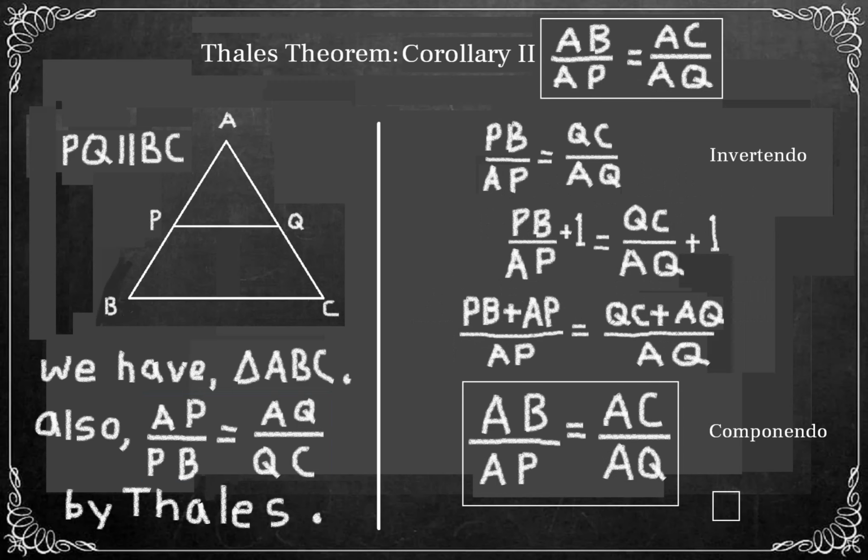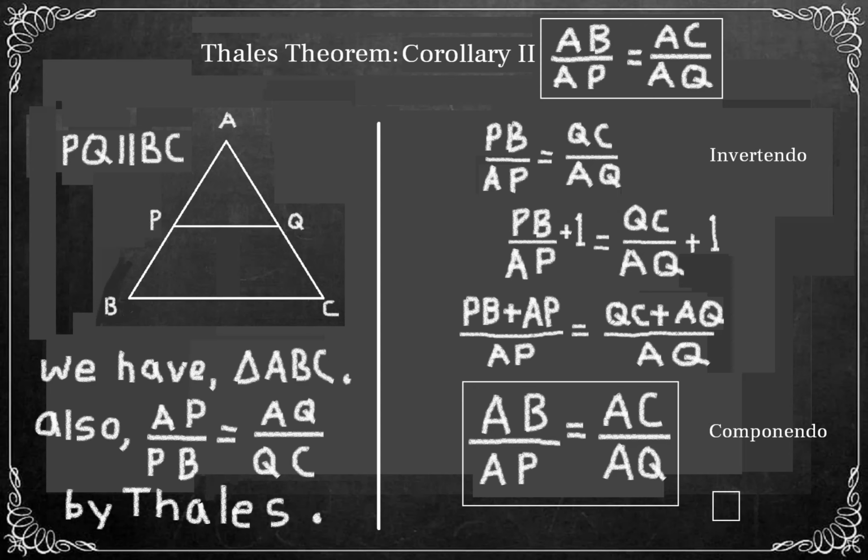Proving Corollary II is very similar. We want to prove the ratio equality in the white box. AB over AP equals AC over AQ. We just refer to what's already been said regarding column 1.